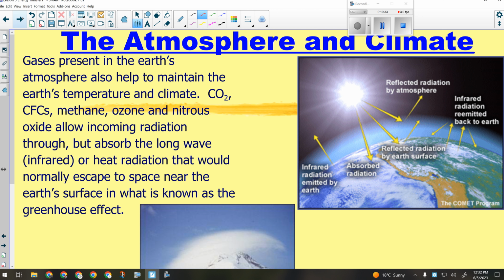Okay, so we talked about the gases present in the atmosphere. These are our greenhouse gases: carbon dioxide, CFCs, methane, ozone, nitrous oxide, and believe it or not, it's not mentioned here, but water. Good old water vapor is also a greenhouse gas. So all of those things are important and not necessarily bad if they're keeping the Earth's climate livable. So this is just showing that in a diagram form.